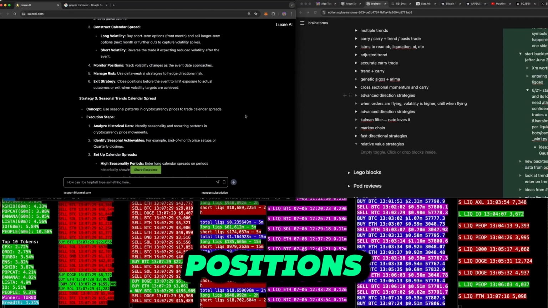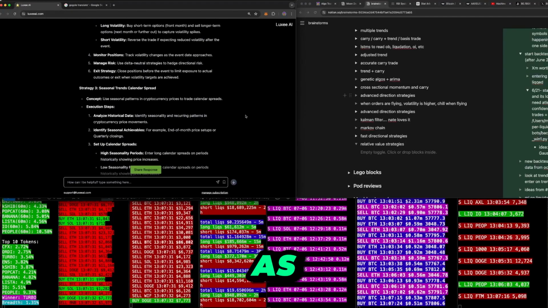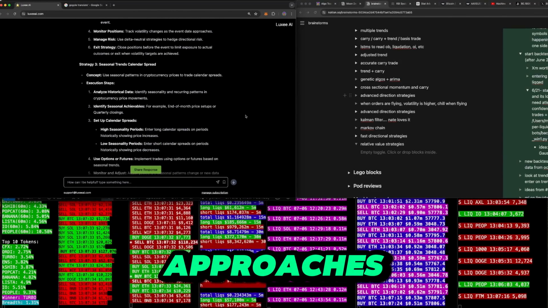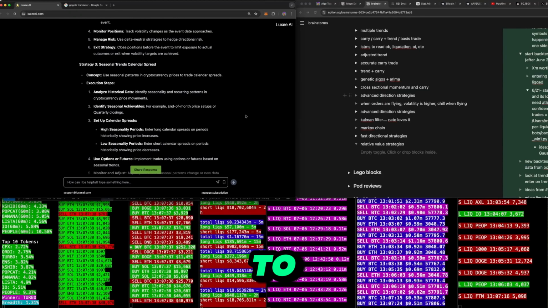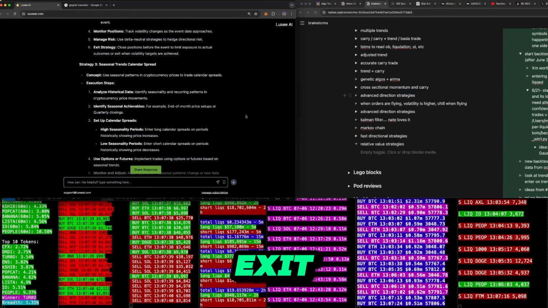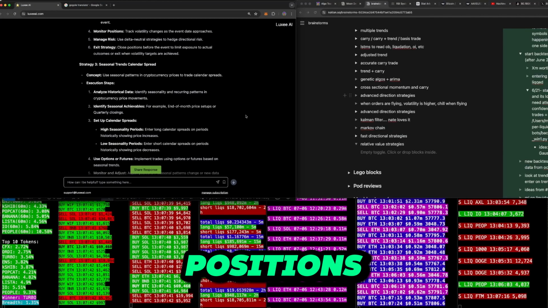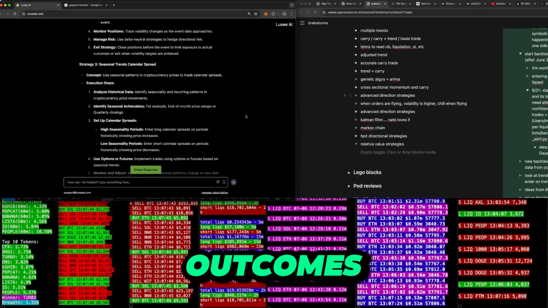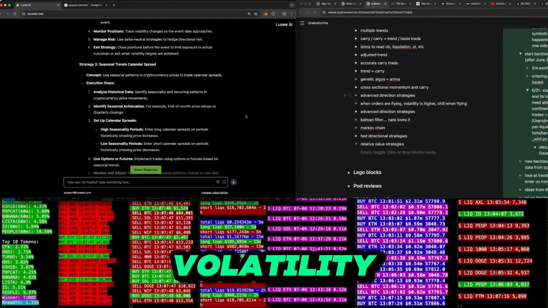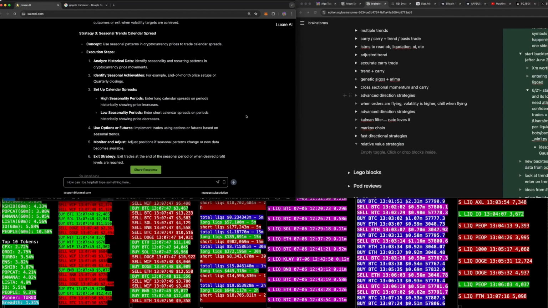Monitor positions. Track volatility changes as the event date approaches. Manage risk. Use delta neutral strategies to hedge directional risk. Exit strategy. Close positions before the event to limit exposure to actual outcomes, or exit when volatility targets are achieved.